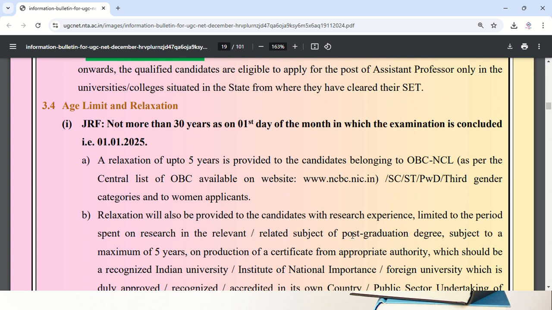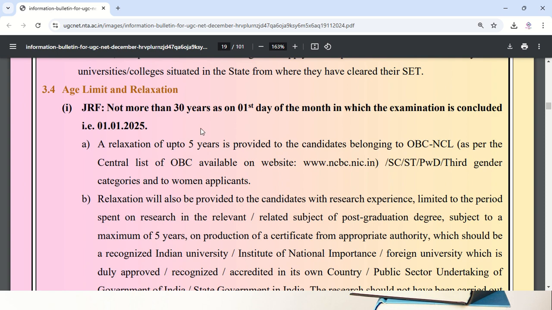Okay, and for age limit and relaxation, this is the age limit. For JRF, not more than 30 years as on the first of the month. For example, on 1st January 2025, your age should be 30 years at most. A relaxation of 5 years is available for OBC, SC, ST candidates as well as women. Don't think that if you are an OBC non-creamy layer candidate and also a woman, you get a 10 years relaxation. It should be 5 years. Even if you belong to the non-creamy layer as a woman, you will get only 5 years relaxation. It means 35 years only.